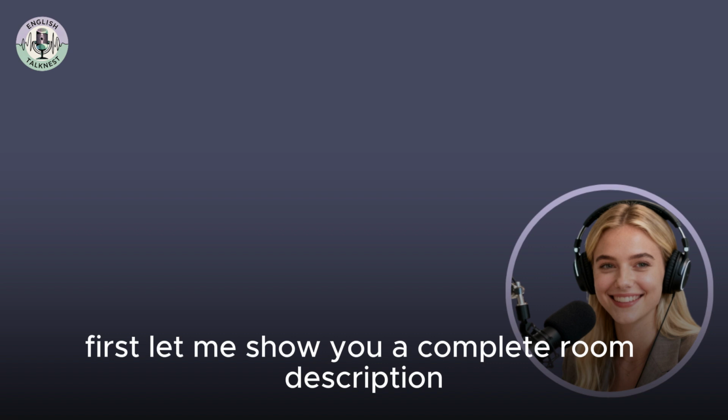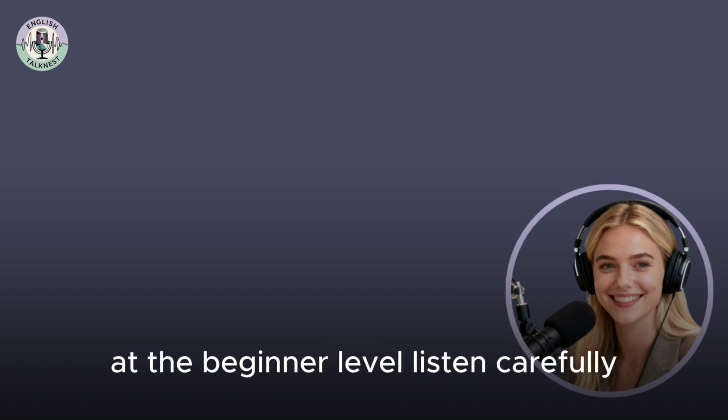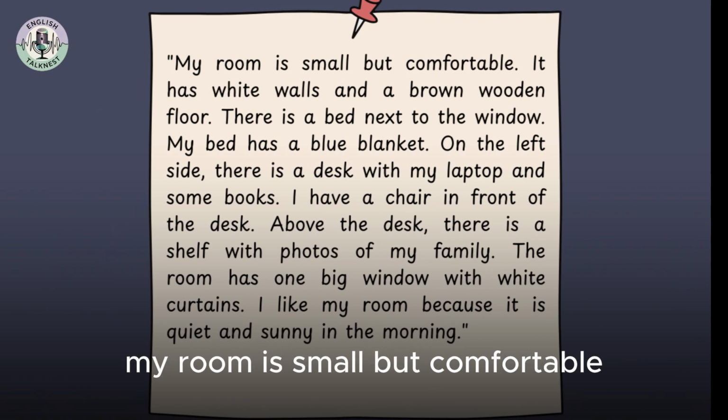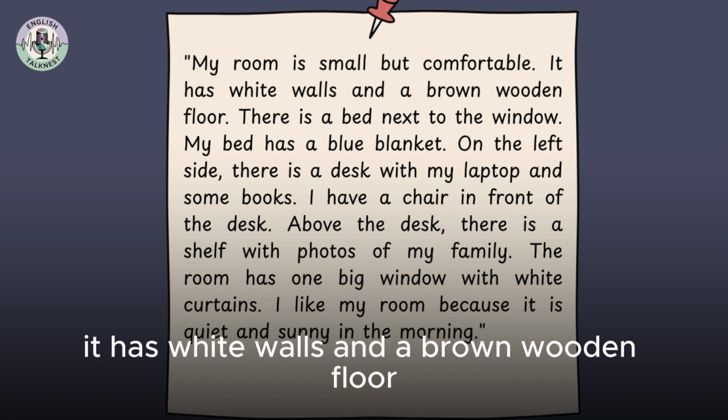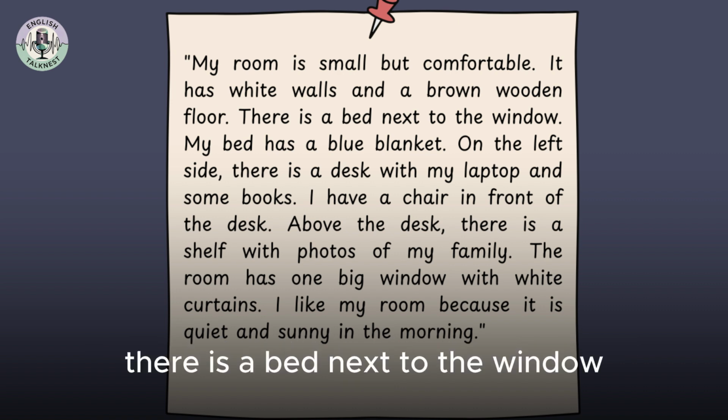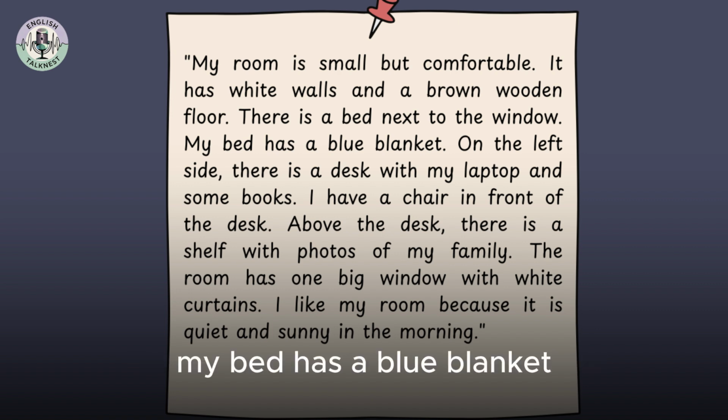First, let me show you a complete room description at the beginner level. Listen carefully. My room is small but comfortable. It has white walls and a brown wooden floor. There is a bed next to the window. My bed has a blue blanket.